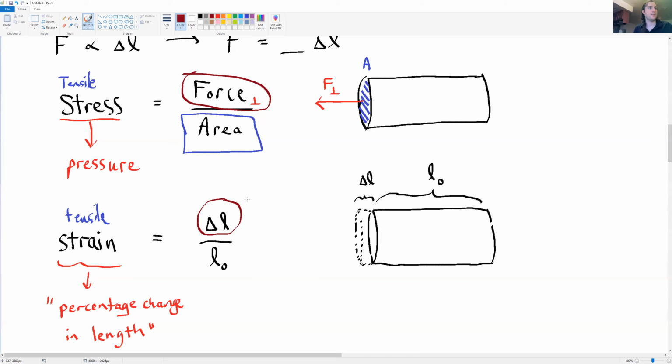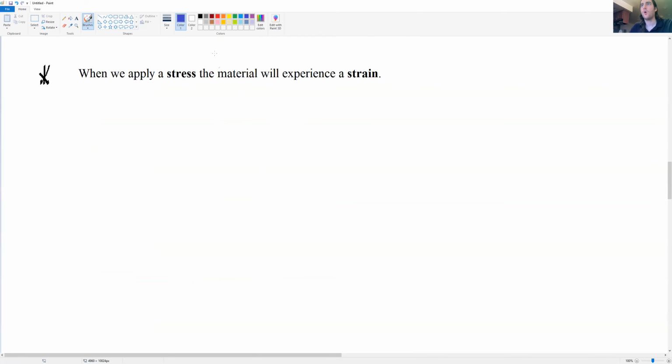We want to know how much our material stretches. Well, if we know what our material is, then L0 is a constant, right? L0 is constant. We've got this steel column. We know its length. We know its cross-sectional area, right? What we don't know is the force and the delta L. So we're going to form the quantity now. We're going to take the ratio.